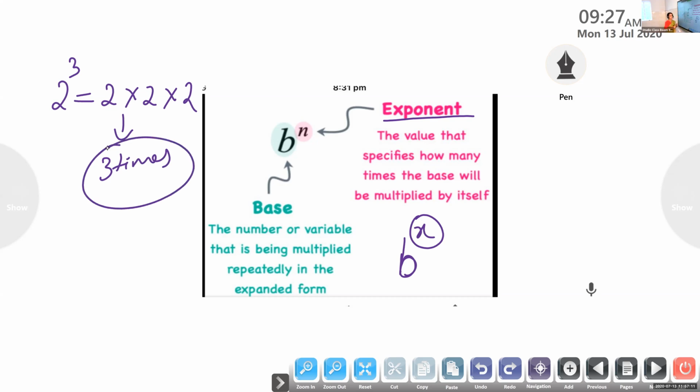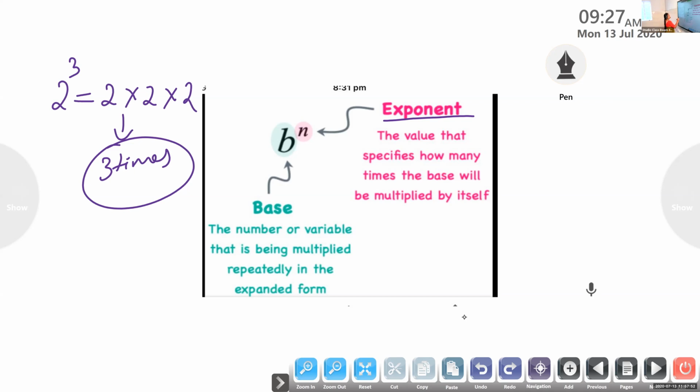That is the role of exponent. Exponent shows how many times the base has been multiplied repeatedly. So exponent is that value which tells us how many times the base will be multiplied by itself. Understood, Ansel? Yes, ma'am. Okay, so write the definition of exponent: exponent is the value which specifies how many times the base will be multiplied by itself.